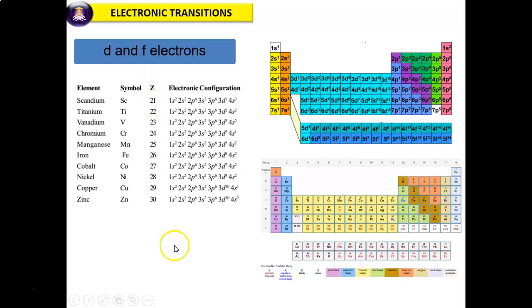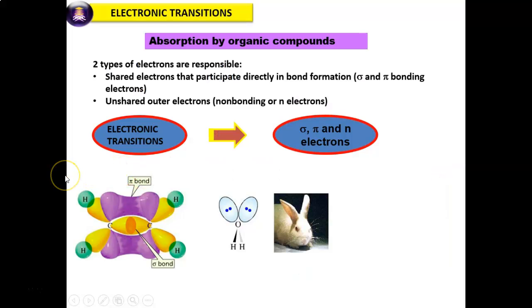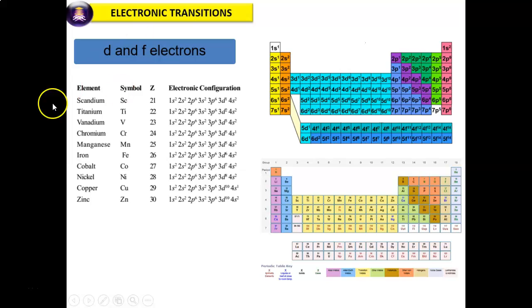Okay, d and f electrons. The d block elements are found in the middle of the periodic table. The d block elements are called the transition metals and have valence electrons in the d orbital. The f elements are found in the two rows at the bottom of the periodic table, and have valence electrons in the f orbital.